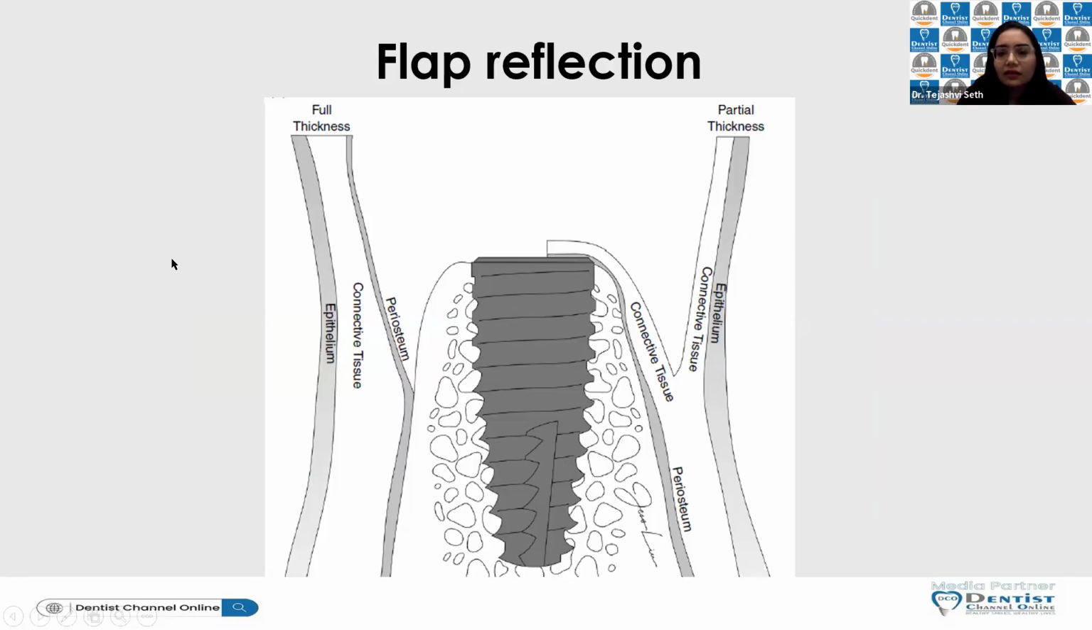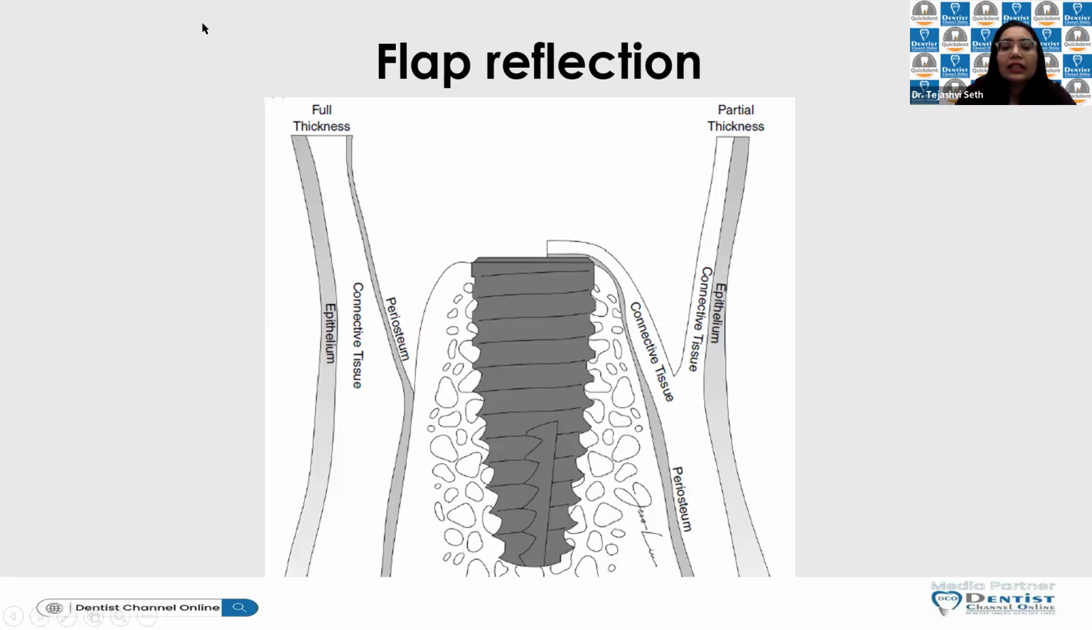The gingival reflection that we do ultimately depends upon what kind of biotype you have, whether you have a thin biotype or a thick biotype. A very basic way to judge is to just put a probe, and if you can see the shadow of the probe, that means you have a very thin biotype. And if the probe is not visible, then you have a thick biotype.